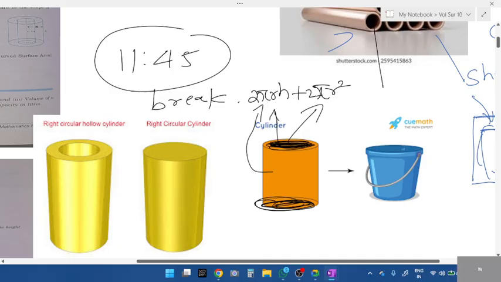The next one is the hollow cylinder. Example, this bucket what they have given, or the pipe which I explained. All these are hollow cylinders, both.